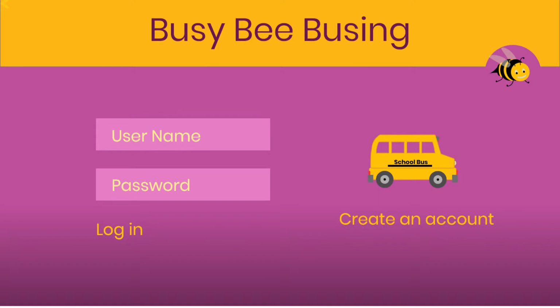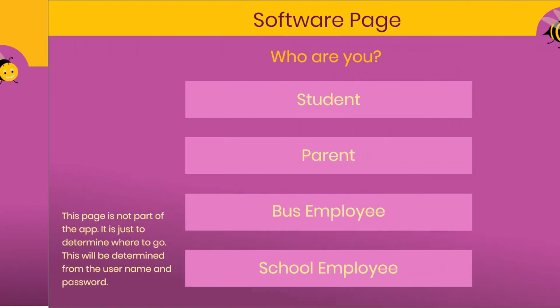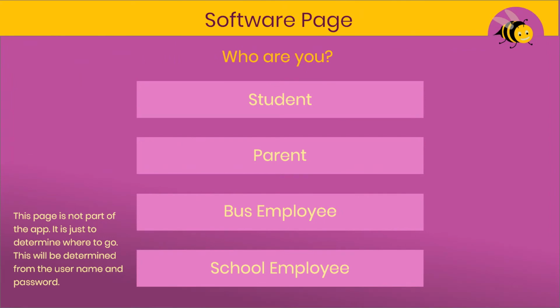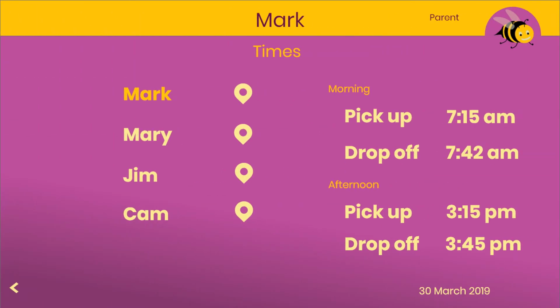So after you've created an account, then you would log in. And I had to create this page. It wouldn't normally be there, but I've called it the software page. The coder would know when the person logs in that they're a student or parent or bus employee. But for the sake of the app, I had to put this page in. This is an example of the parent logging in.